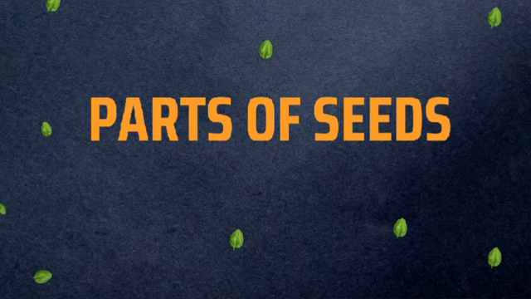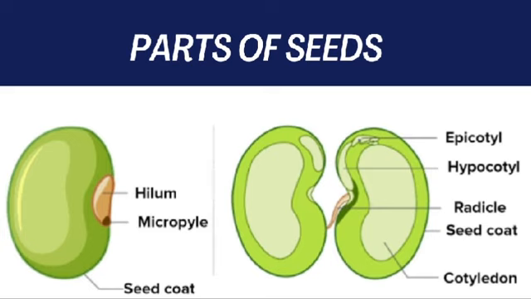Let's learn parts of seeds. Parts of a seed: hilum, micropyle, seed coat, epicotyl, hypocotyl, radicle, cotyledon.